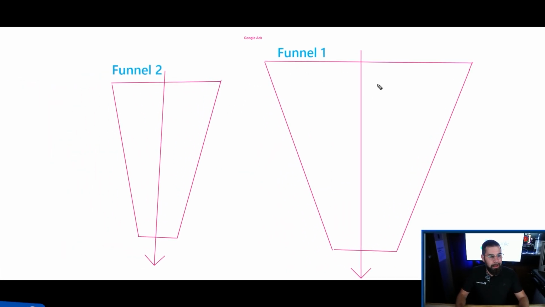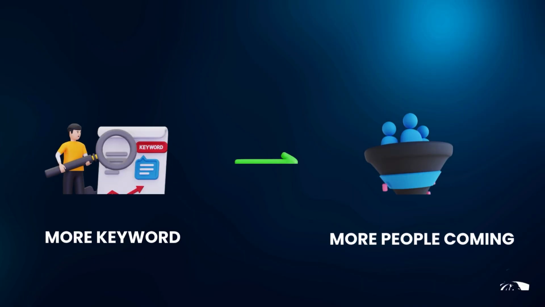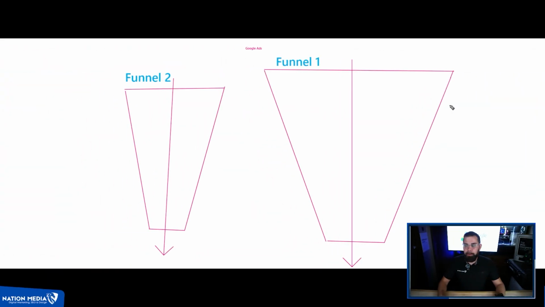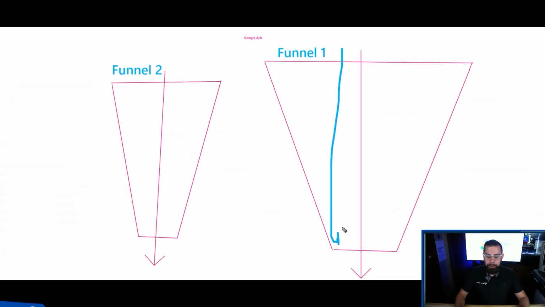The common narrative I'm going to illustrate with a funnel here. Funnel 1 and funnel 2. Funnel 1, as you can see, is a larger funnel. Think of this as your keywords. Your keywords, based on the match type that you have, are going to be the extent of how large your funnel is. The more keywords you have and the broader the match type, the more people are going to be coming through that funnel. So remember that. How many people are coming through this funnel?